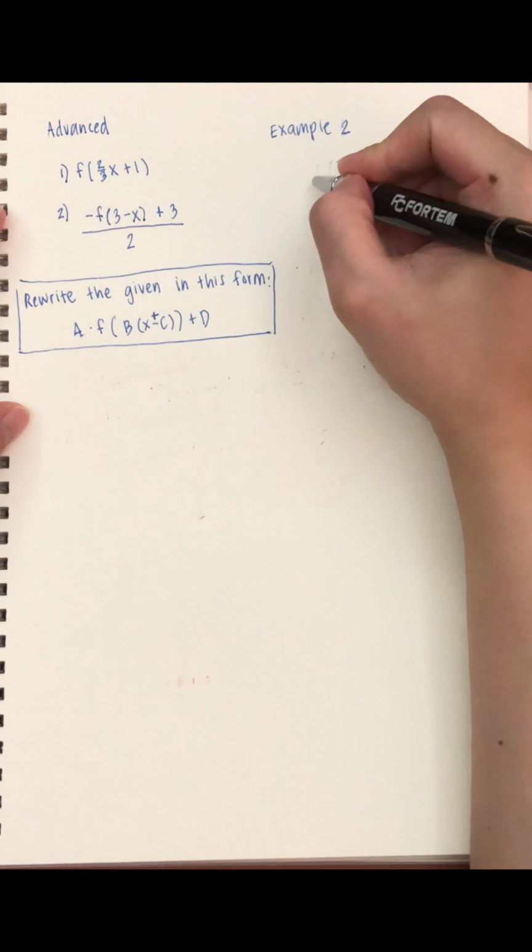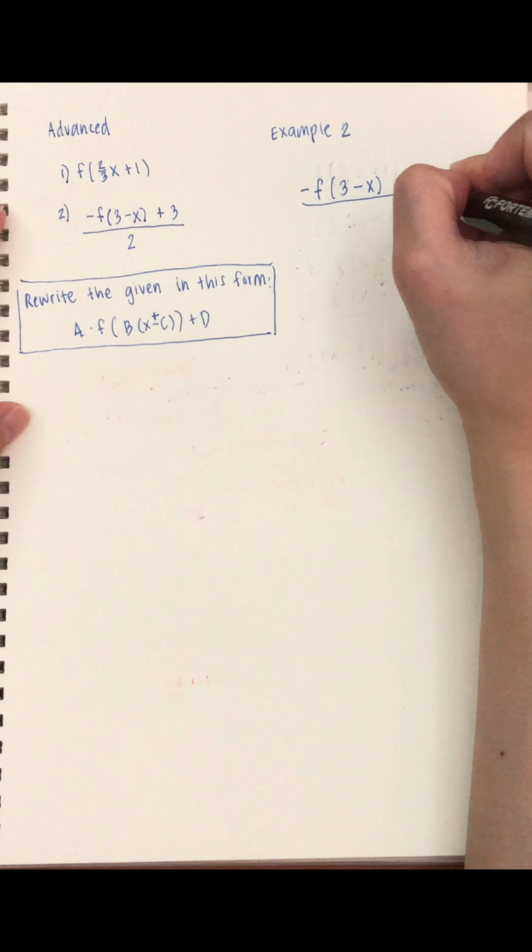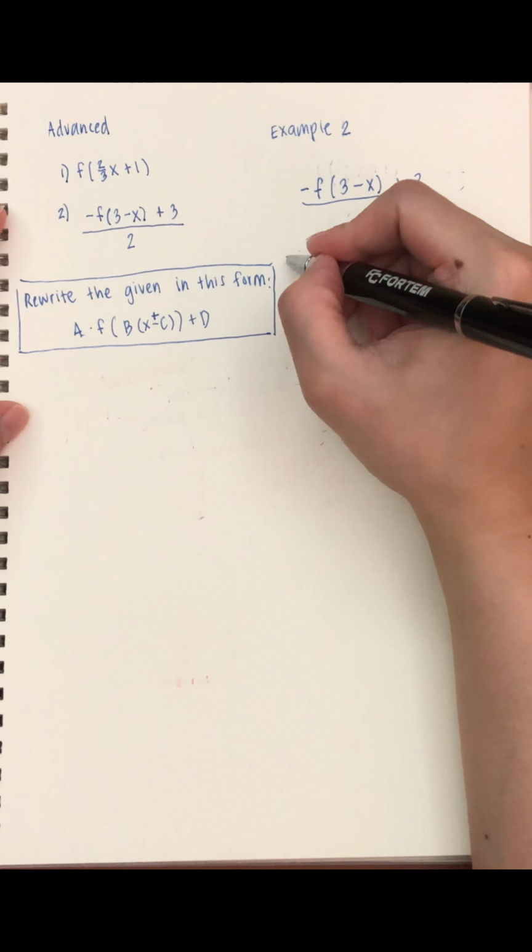Example 2. Negative f of (3 minus x plus 3) all over 2. Here goes the rewrite.